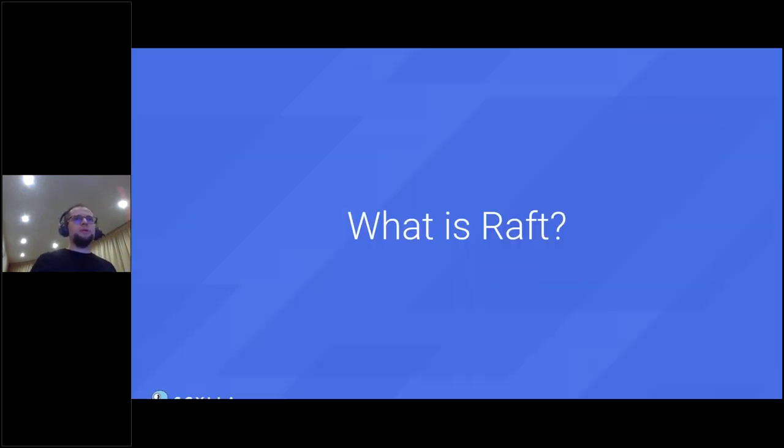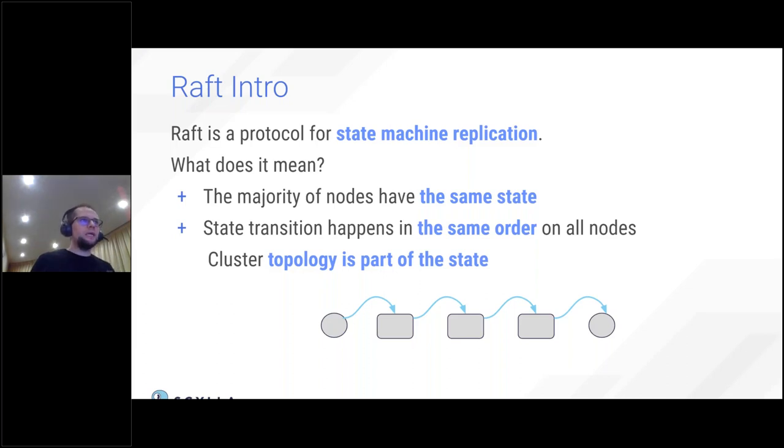Raft is an algorithm that we used for strong consistency in Scylla 5.0, and let me explain it in a bit more detail. Raft is actually not a decision-making protocol. It's a protocol for what's called state machine replication. What is a state machine? A state machine is essentially a program that takes inputs and produces outputs. And the idea is that if you feed inputs in the same order to the state machine, you're going to get predictable outputs from it.